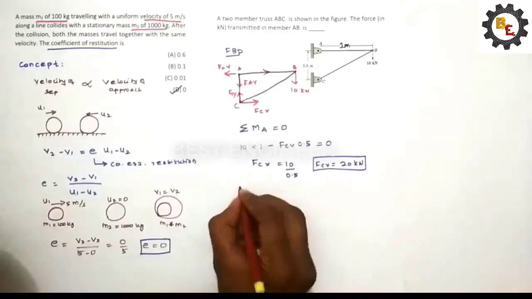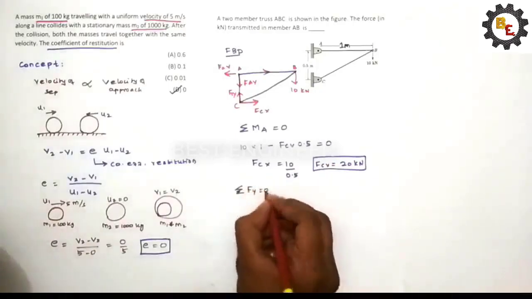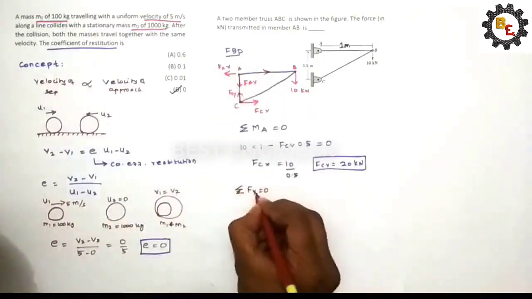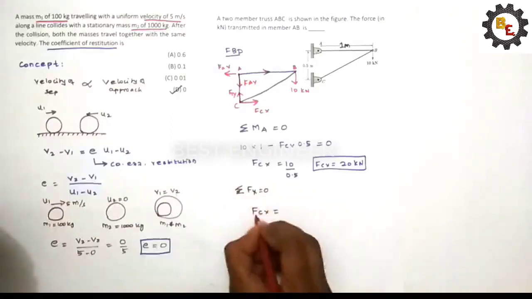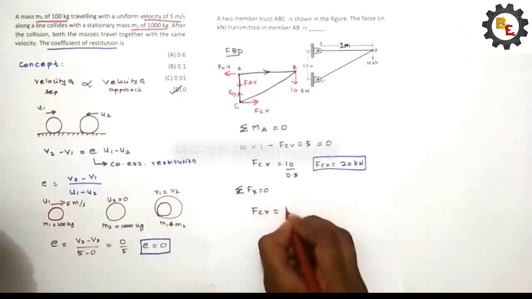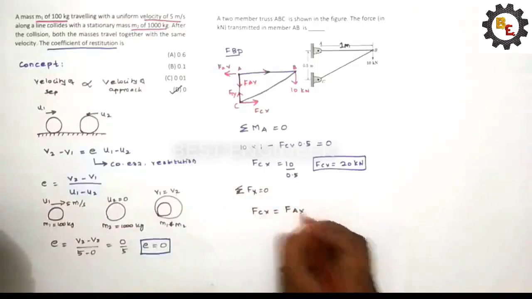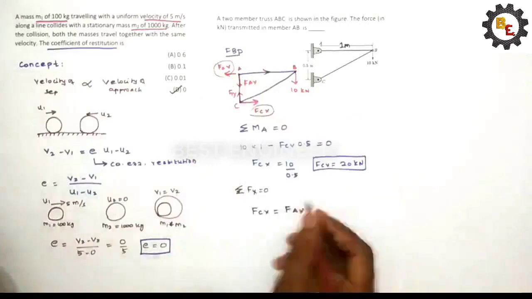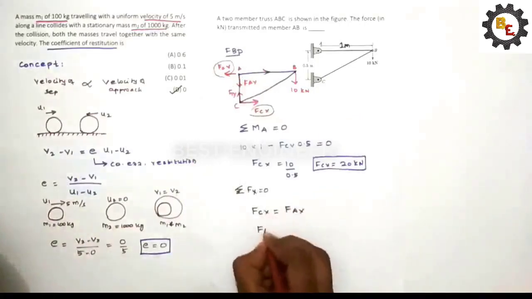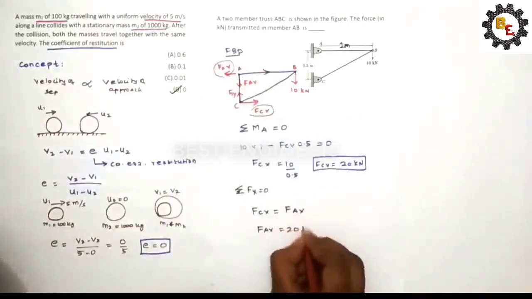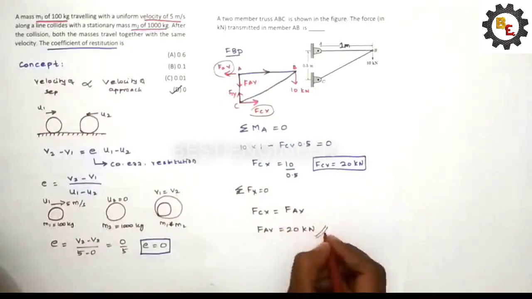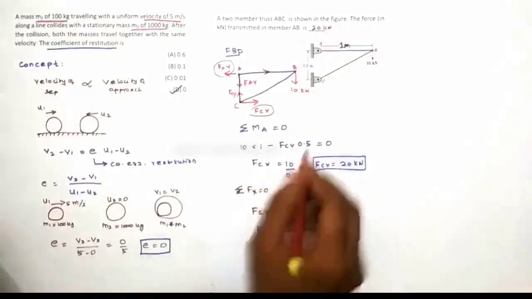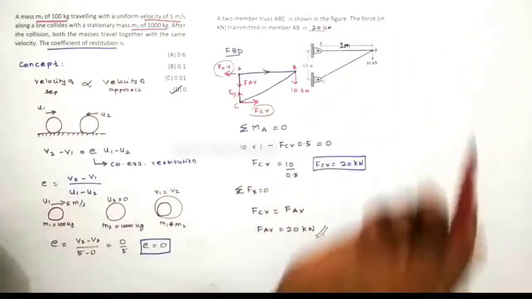From the equilibrium equation, summation of Fx equals 0. So FCX equals FAX, because there are no other horizontal forces. So FAX equals 20 kilonewton. Here 20 kilonewton is transmitted along this horizontal member.